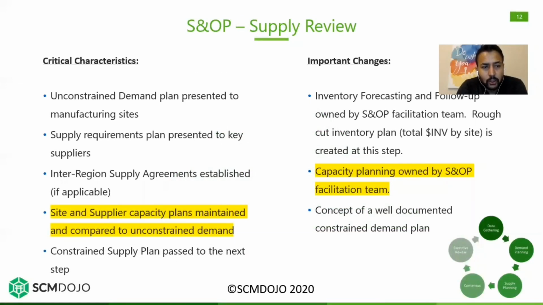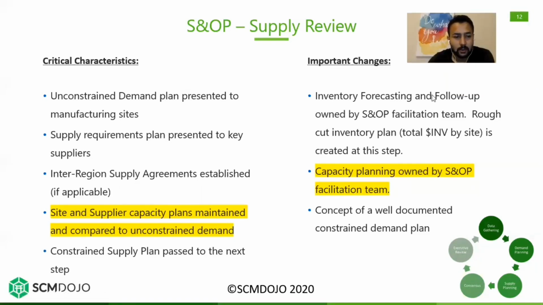On the supply review: when you sit down with your production, manufacturing and procurement guys at the same time, you present them the unconstrained demand plan, right? It's very important we present them the unconstrained demand plan, so they understand what's actually happening in the market. The supply requirements plan is presented to key suppliers. So you take this unconstrained demand plan, convert it into, let's call it, a demand forecast for your suppliers, and present it. Inter-region supply agreement: if you have an intercompany supply chain, which I used to have, we present them that as well.